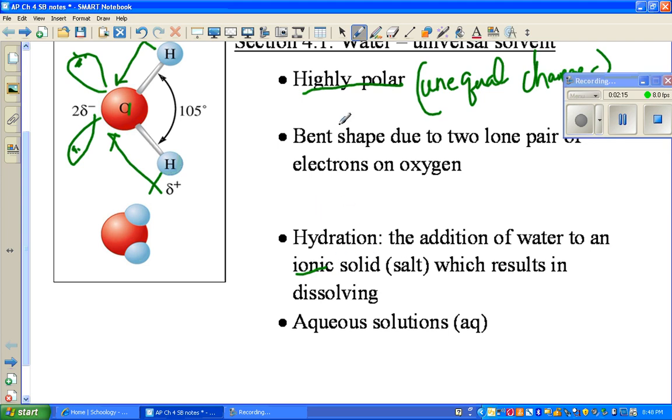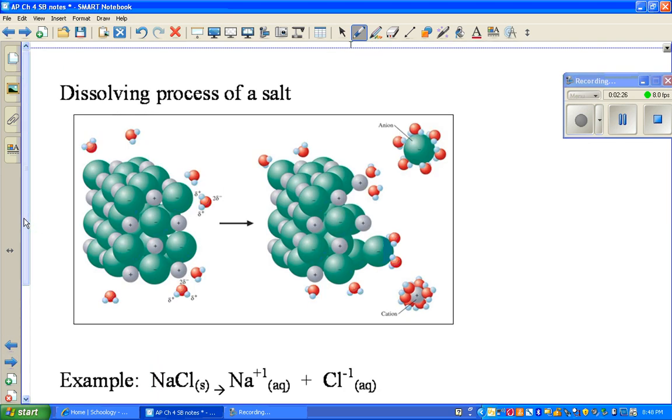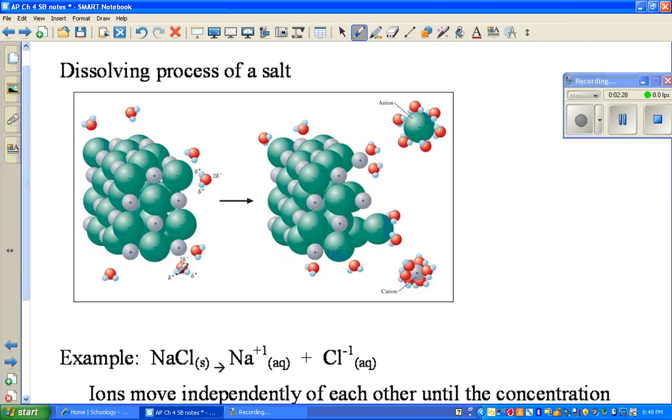Now, if we have an aqueous solution, you should recognize this, that we are writing (aq) behind all aqueous solutions. So if we move on here to the process of dissolving a salt, if you take a look down here, you can see that we have our water molecule slightly negative on one side, the oxygen side, slightly positive on the hydrogen side.